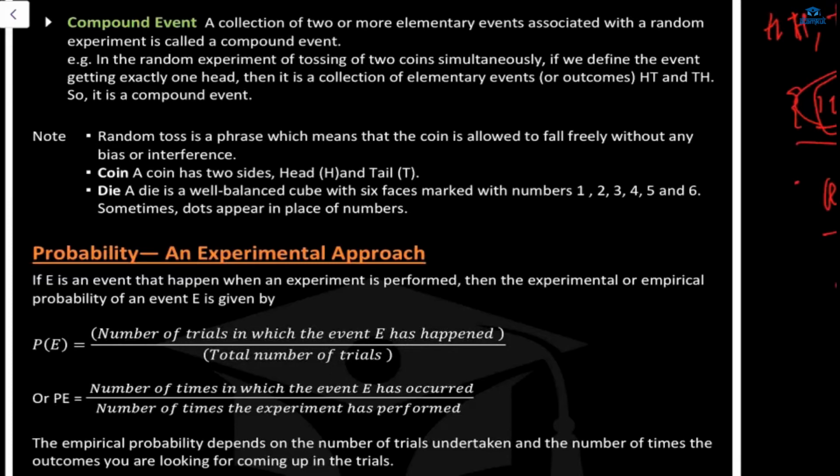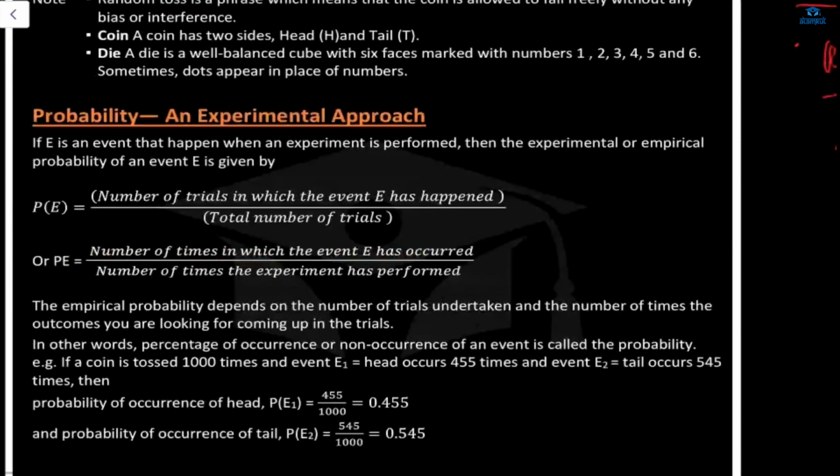Die. What is dice? We have already played so many times. Dice you have seen. It has six faces, and on all six faces one number is written from 1 to 6. We usually use this cube, it is in cube form, to play in a game, for our chances. Now, probability of an experiment, the approach.